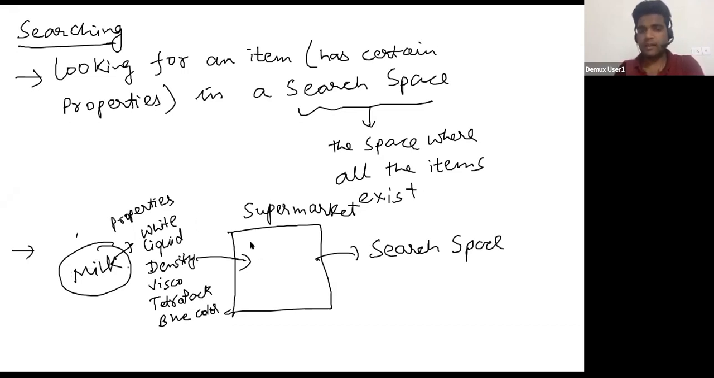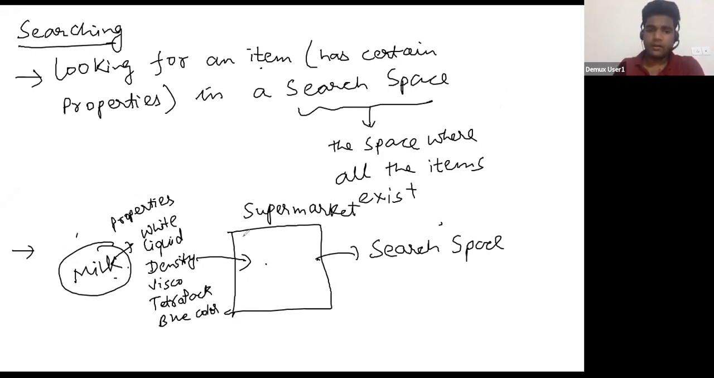So the supermarket contains all the items, all possible items: milk, toys, let's say vegetables, fruits, groceries, everything. And you have to find milk there. So that's what I mean when I say an item and a search space. Search space is the space where you have to search, and an item is something that you are looking for, which has some properties which you have in your mind.